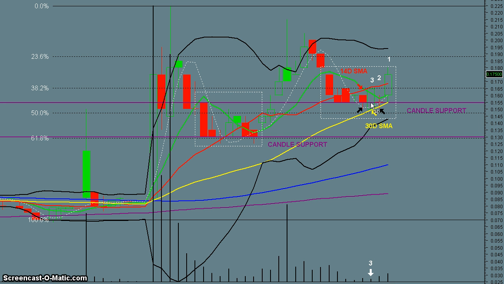The other thing to note is that we've had a repeating pattern. Back here, this stock basically came down to this level. Even though it traded through it, it closed up at that level, and that's what made this stock bullish again. The same thing's happened here. It's traded down to this level, the candle support level.